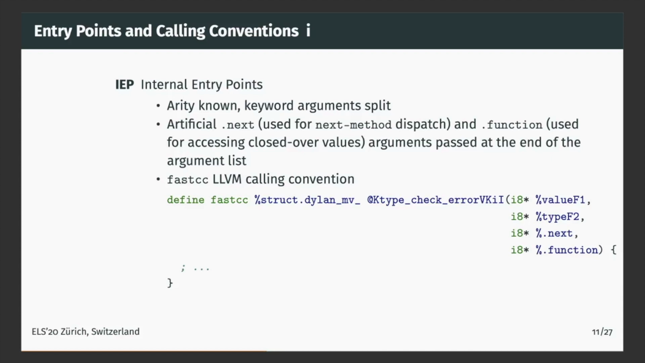The compiler generates an internal entry point for each compiled method. Following the formal arguments, artificial arguments are passed representing the next applicable methods used to implement next method calls, and the method object itself, so the closed-over values stored in the closure objects can be accessed.